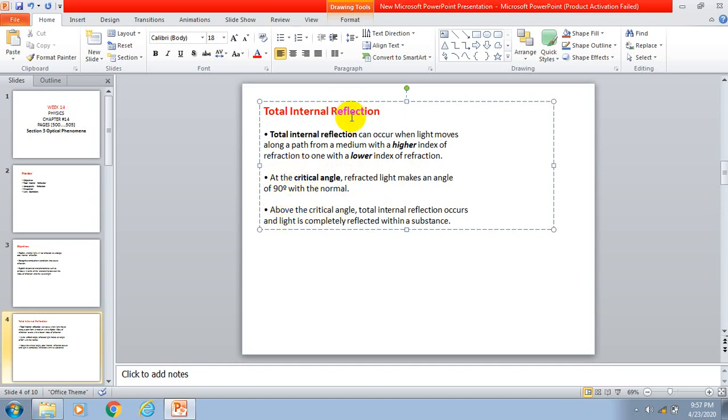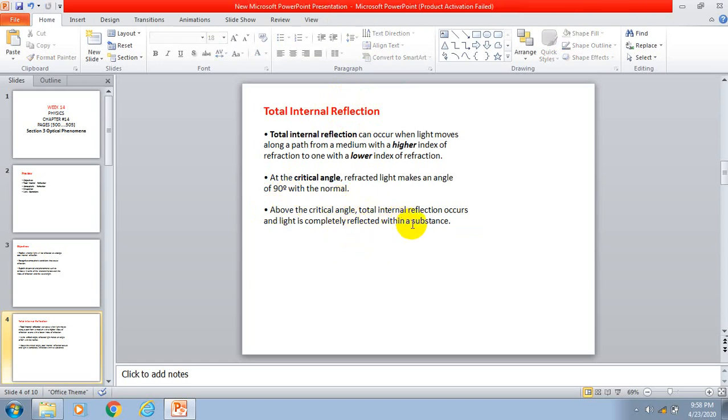So this is reflection. Reflection usually means bouncing things back, with a 90 degree angle usually. It is a standard. Above the critical angle, total internal reflection occurs and light is completely reflected within the substance. Of course, when it strikes something, it will reflect back. Okay?